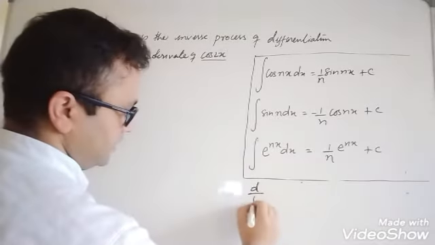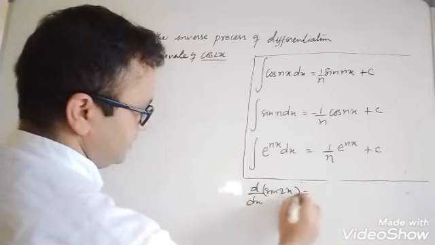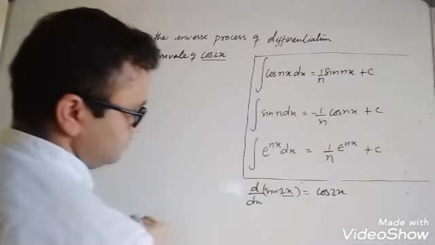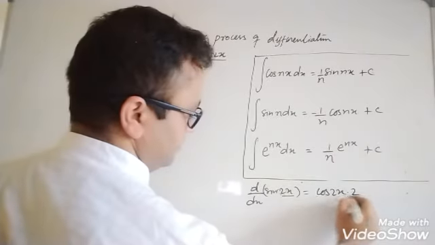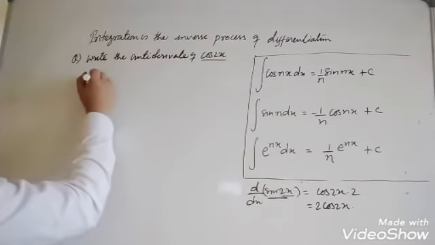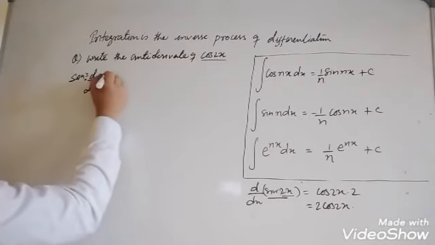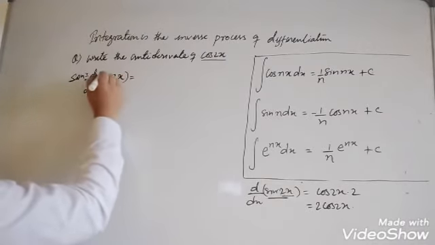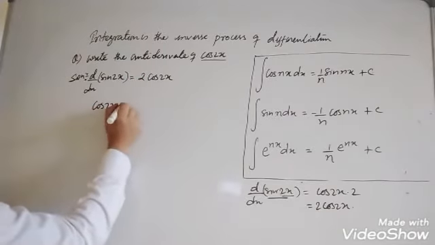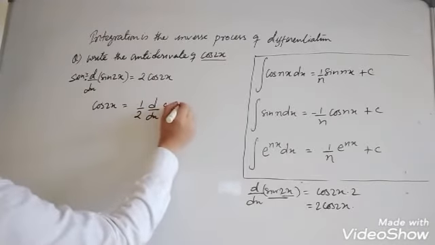First, what we have to do is d/dx of sin 2x. Now first differentiate sin x, this is cos x, again differentiate 2x, this is 2, so this will be 2 cos 2x. Now take this quantity. In solution, d/dx of sin 2x equals 2 cos 2x. So cos 2x equals half d/dx of sin 2x.